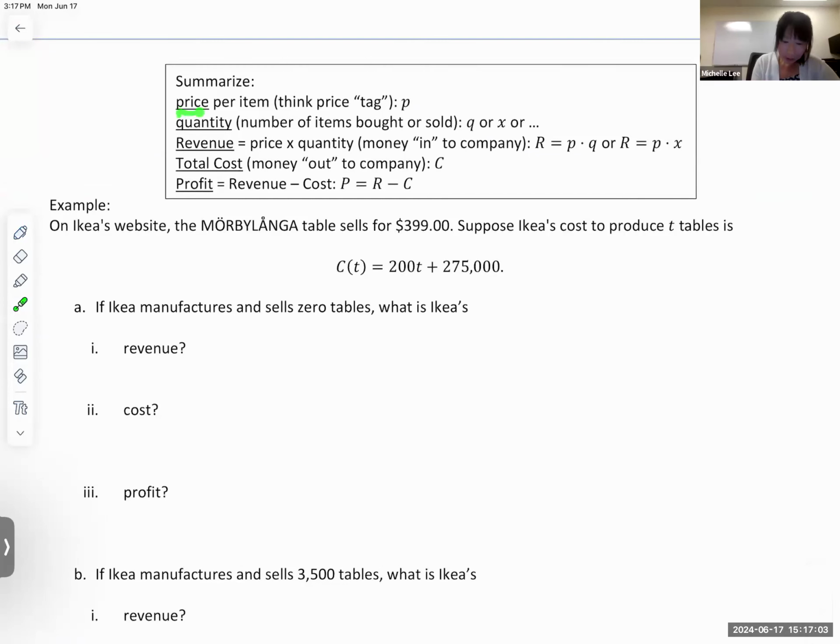We have price per item, right? So looking at the tag, there is a price, right? So we denote P as a price. So first letter P. And quantity. So quantity is the number of items bought or sold. So we can use quantity as Q. So first letter Q or X.